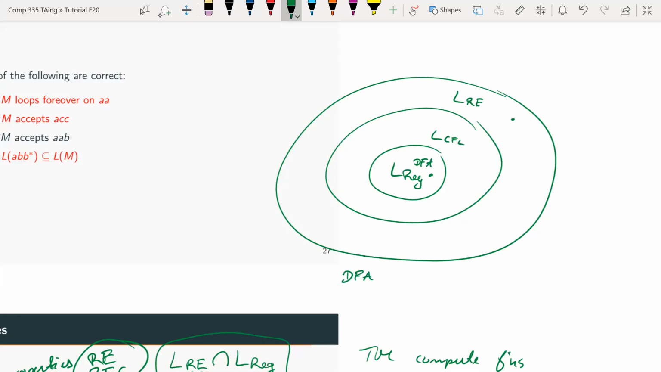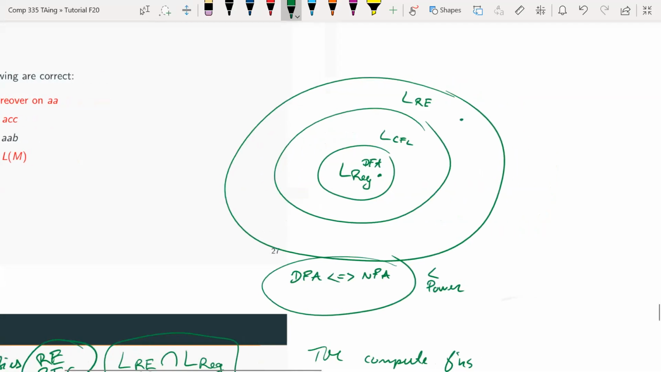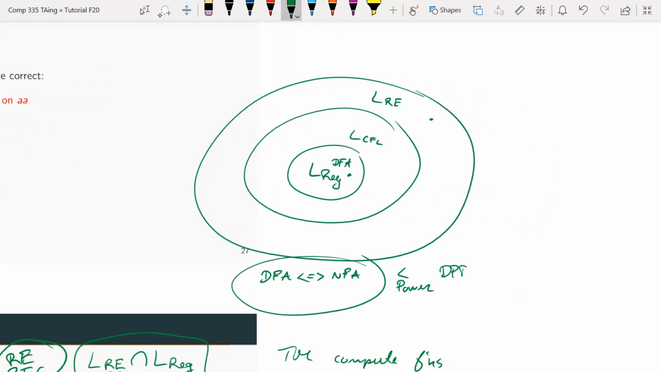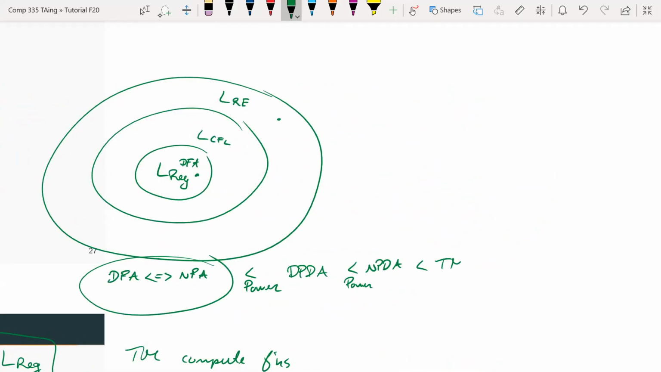DFAs are equivalent to NFAs. If you think of it as power, DPDAs are more powerful than DFAs, NPDAs are more powerful than DPDAs, and Turing machines are the ultimate, providing the ultimate computational power. So yes, power or strength of the automata.